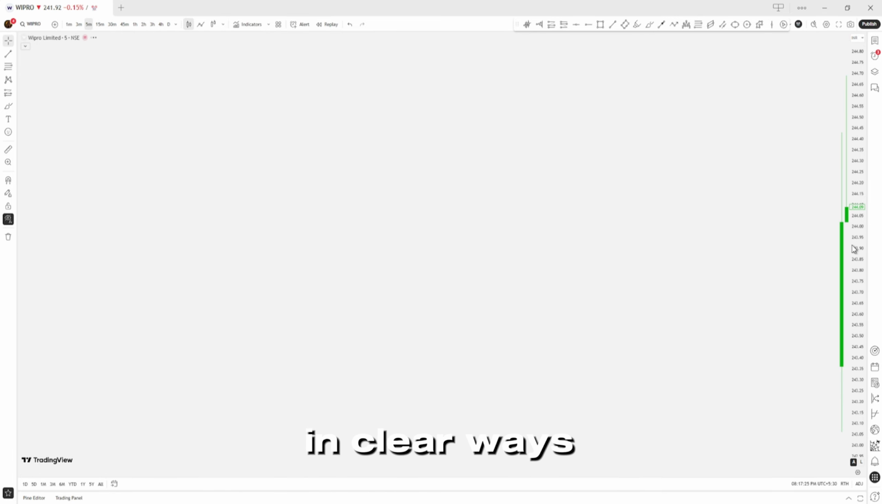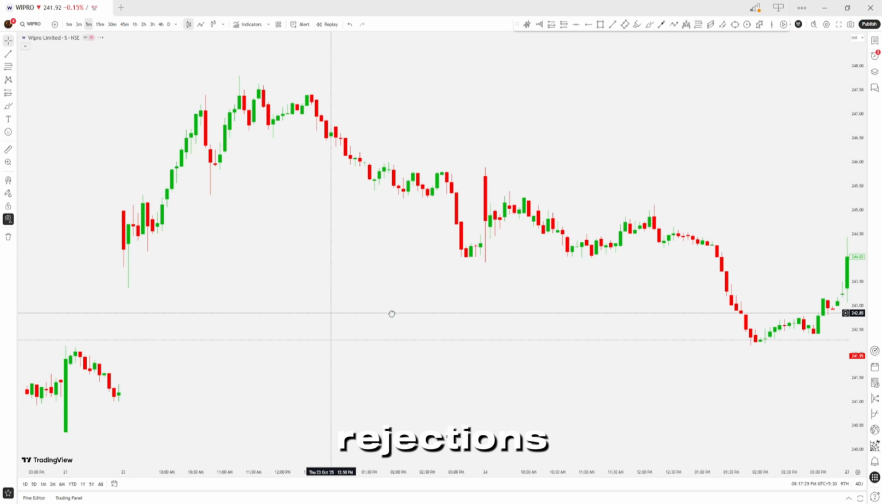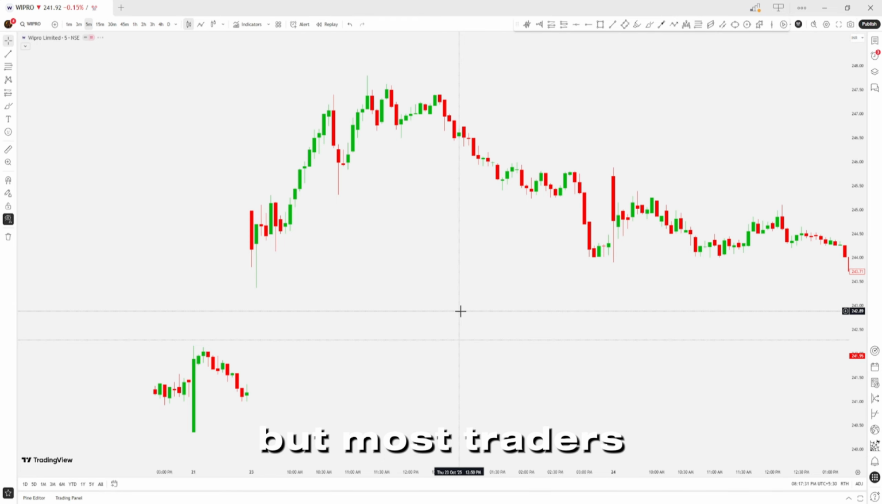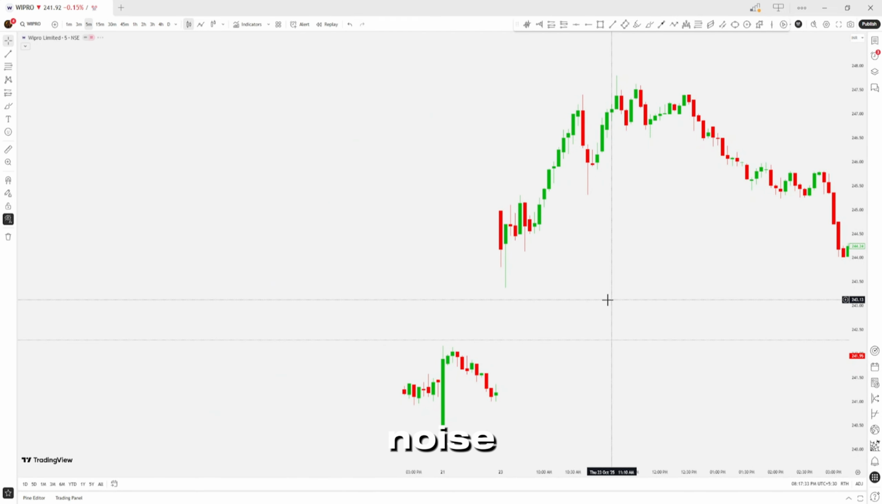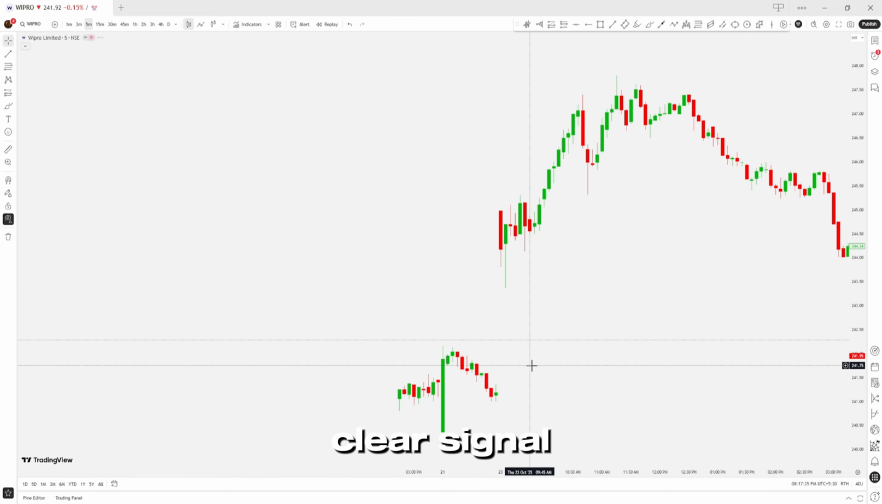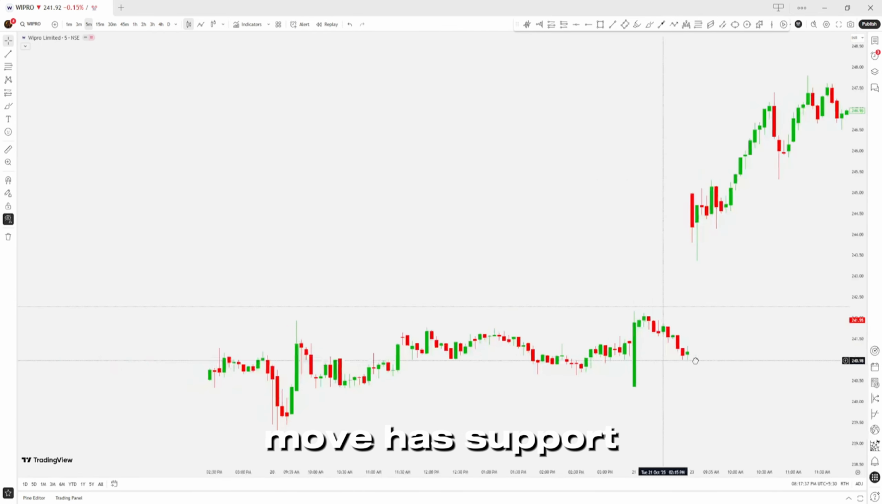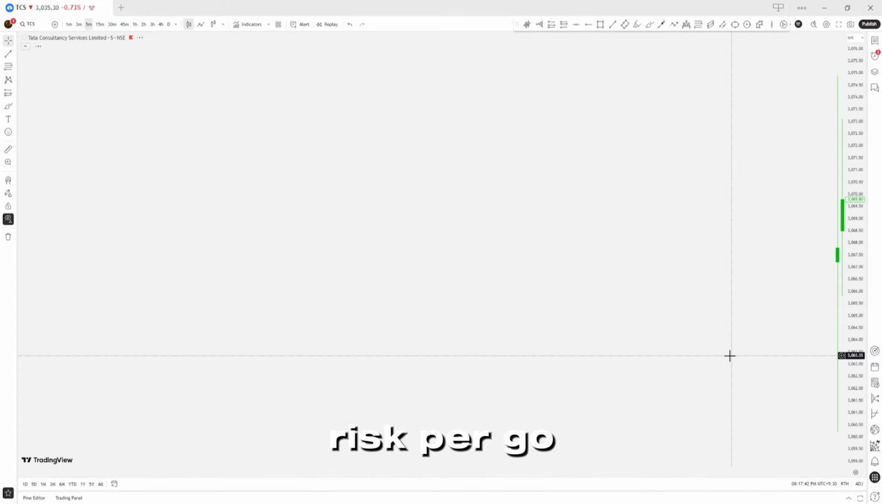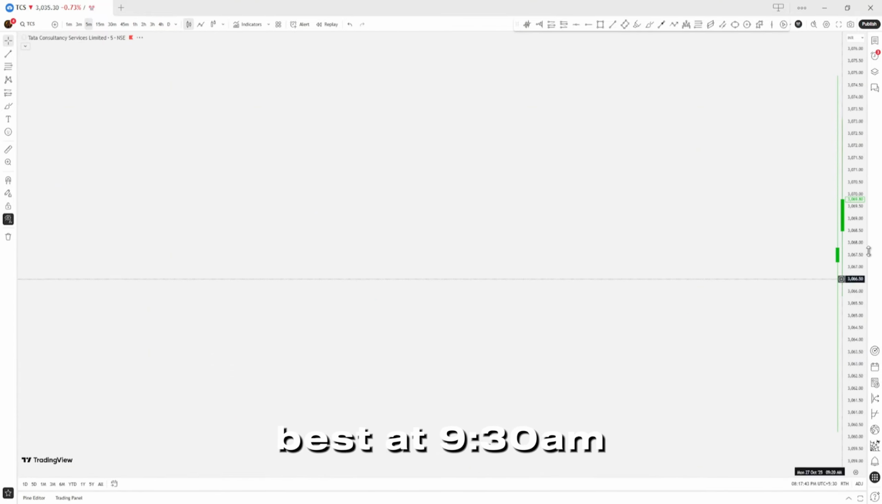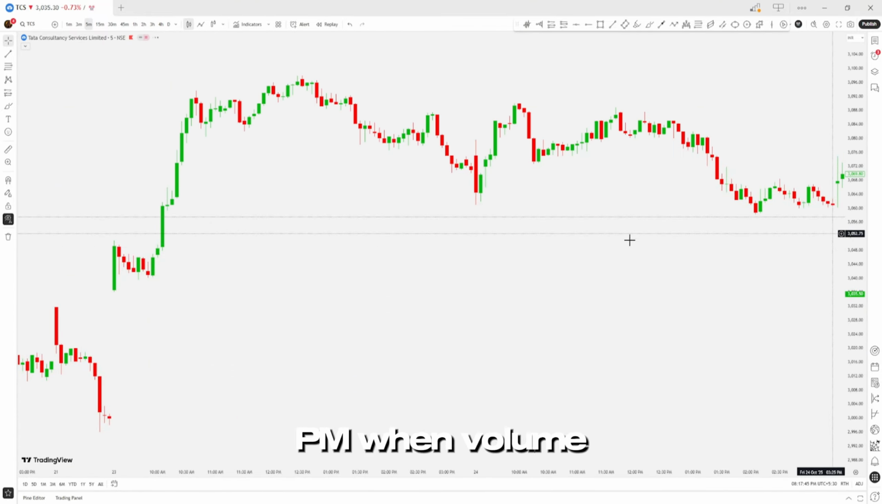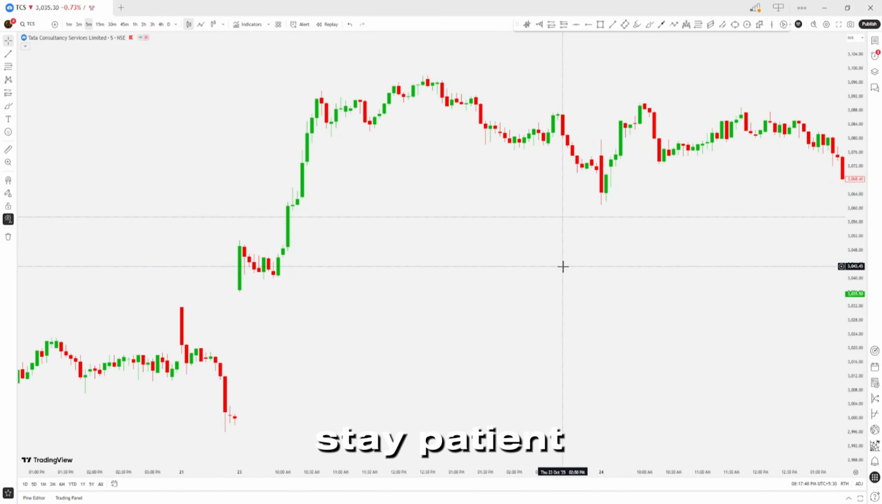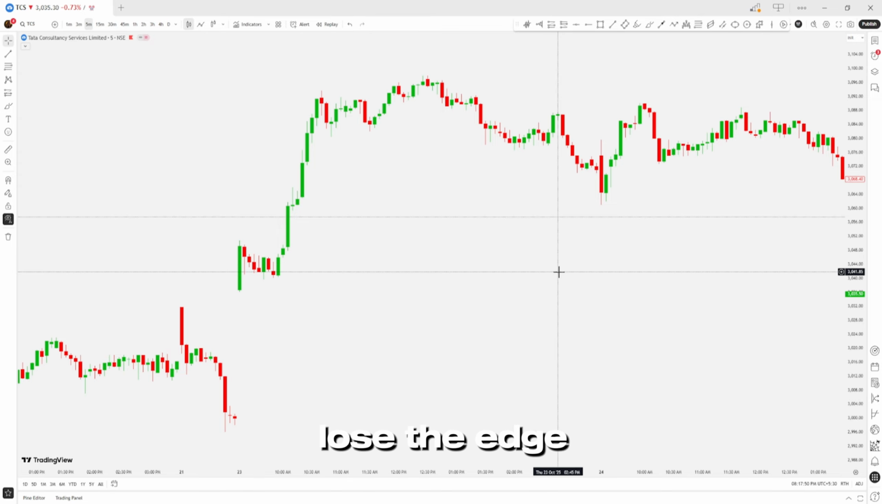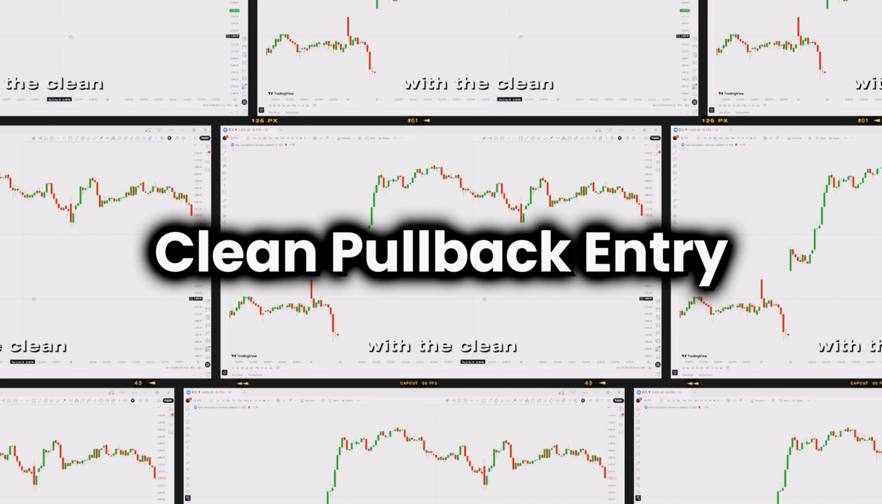Price moves in clear ways: pullbacks and trends, breaks from ranges, rejections at levels. But most traders jump in too soon or chase noise. These setups wait for the clear signal, so you get in when the move has support. Trade them with 0.5% risk per go, best at the 9:30 a.m. open or 2:30 p.m. when volume picks up. Stay patient. Force a trade and you'll lose the edge. Starting with the clean pullback entry.